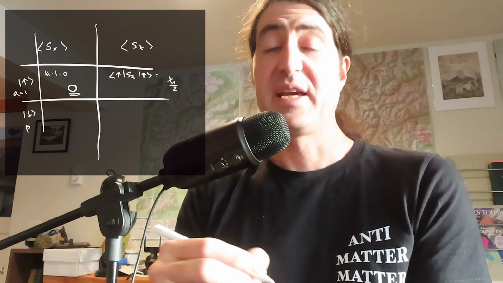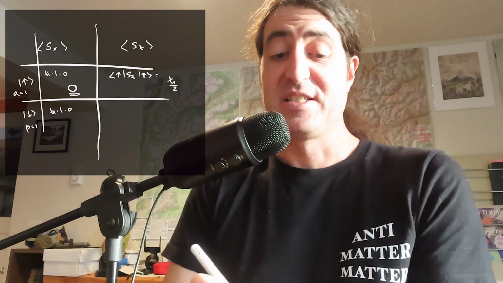Similarly, in the spin down case, when beta is equal to 1 and alpha is equal to 0, we have once again h bar times 1 times 0 for the expectation value of the spin in the x direction. So once again, that is 0. And here, of course, we have just minus h bar over 2, because Sz on spin down is minus h bar over 2 times spin down. Great. Okay.